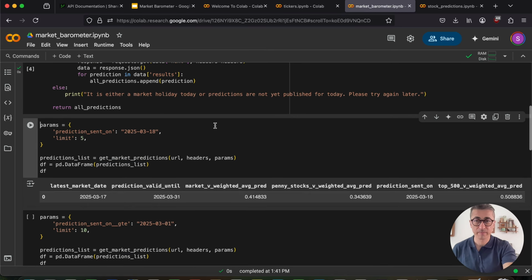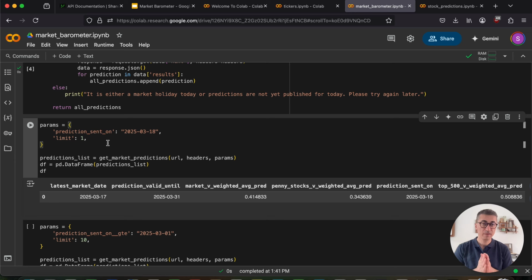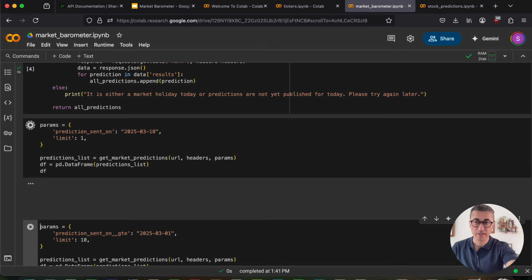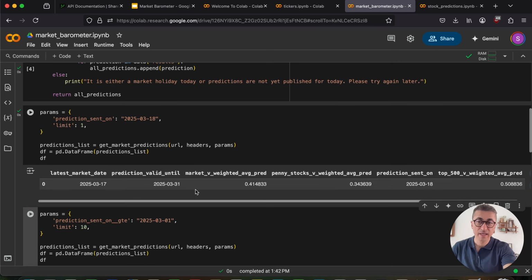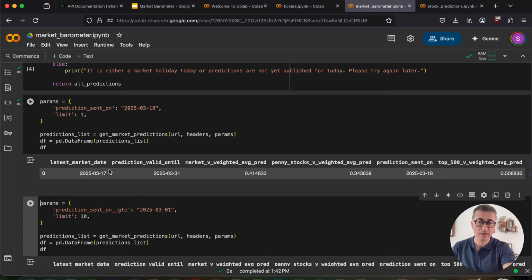The URL and parameters are already defined in the previous step, and we just need to provide the parameters. Let's say that we want to get the predictions from the date 2025 March 18th. We just say the prediction sent on is going to be 2025-03-18, and we are limiting the result to 1 because we only want the results from that particular day. We run this code as provided here, and we get the results in a data frame, as you can see here. The latest market date was 17th of March, and the prediction is valid until 21st of March.